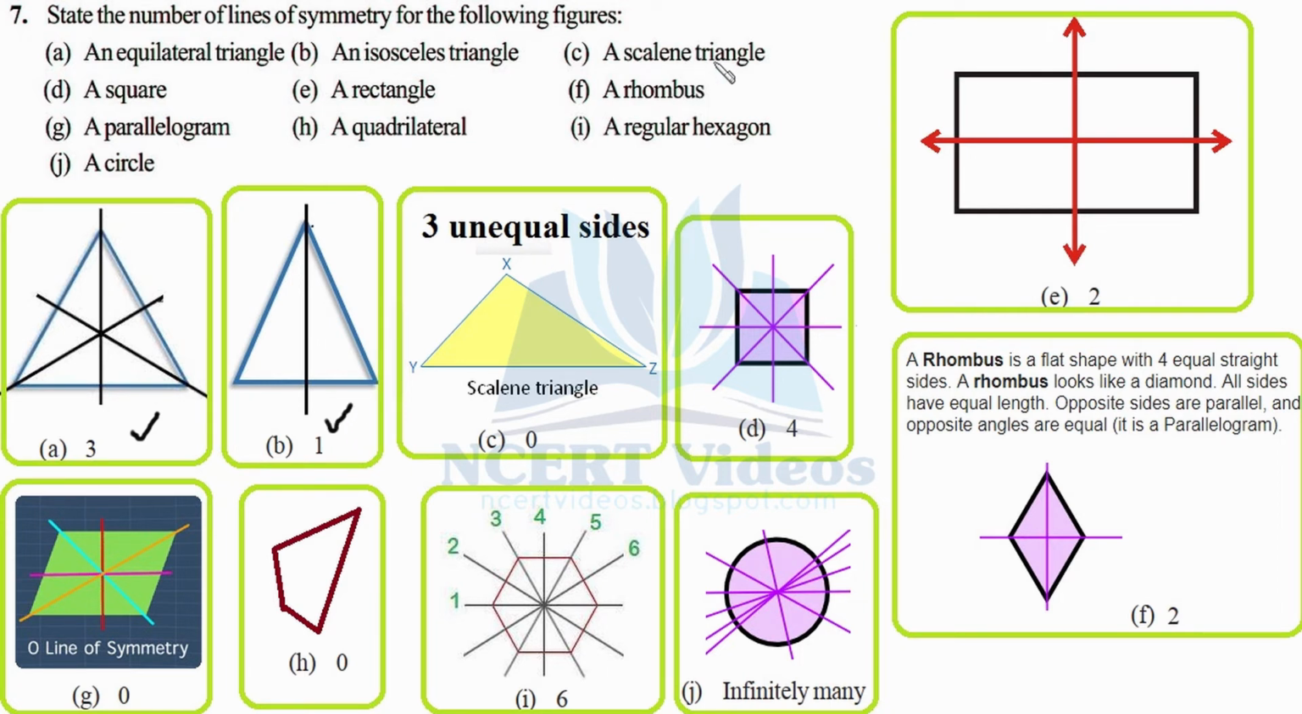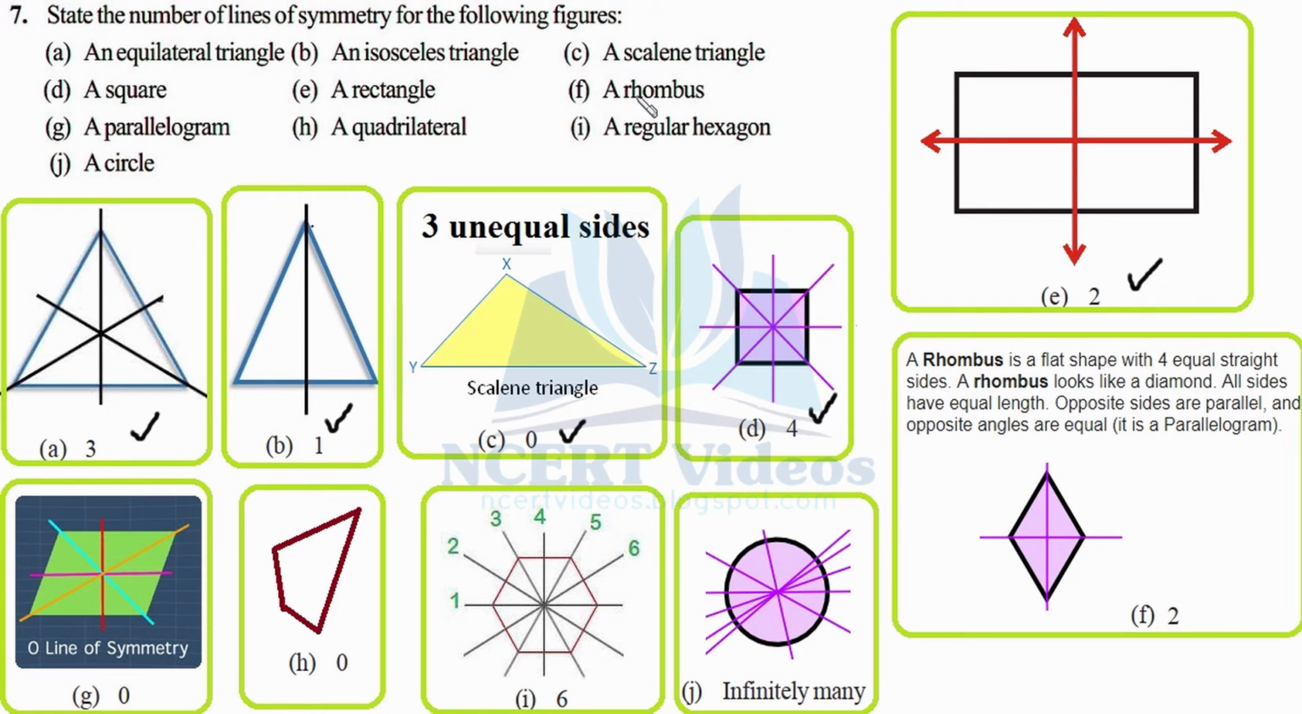Third, scalene triangle, it means 3 unequal sides. So this is a scalene triangle and we have 0 because you will not get any symmetric image formed on the mirror by placing the mirror in any direction. A square, this is a square, it has 1, 2, 3, 4 lines of symmetry. Then we have a rectangle, again it has 2, 1, 2. It does not have diagonal-wise because your image is not formed on the mirror. It is asymmetrical in nature, therefore only 2.